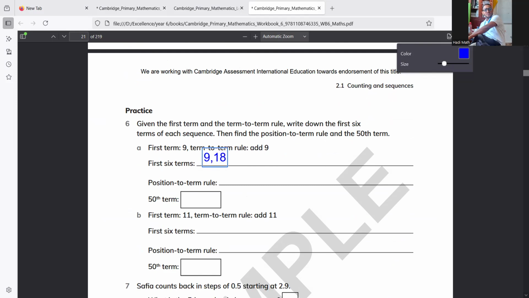Okay, we need to write the first 6 terms. 18, then we're going to write 27, then 36, then 45, then 54. Those are the first 6 terms. Position to term rule is a relation between the position and the term. The position number 1 or the first position is 9. Position number 2 is 18. So I've told you before, when I said position to term is multiplying or dividing by a number. We say multiply by 9.